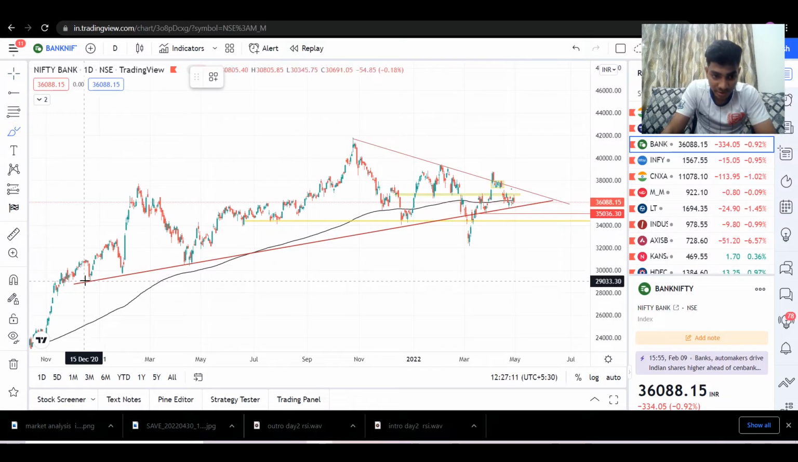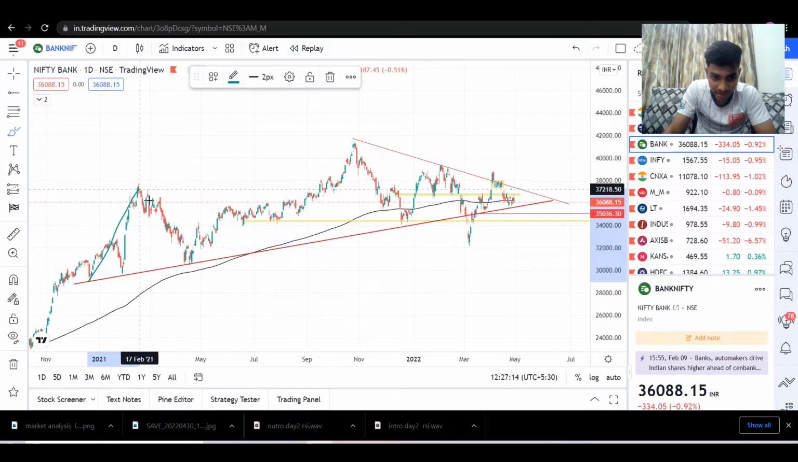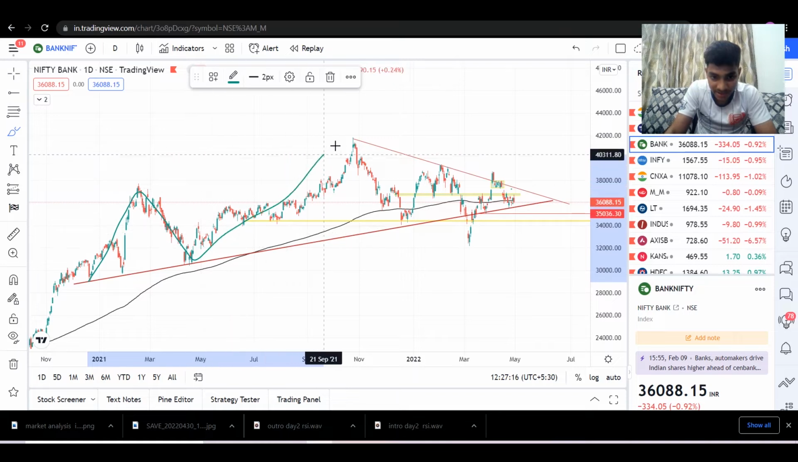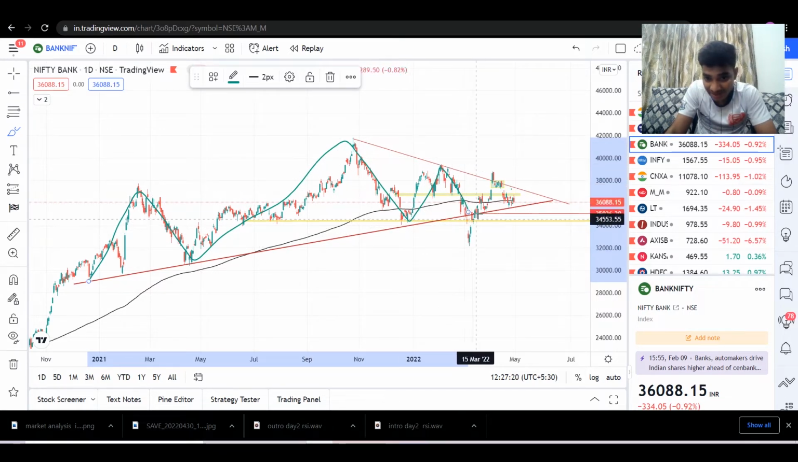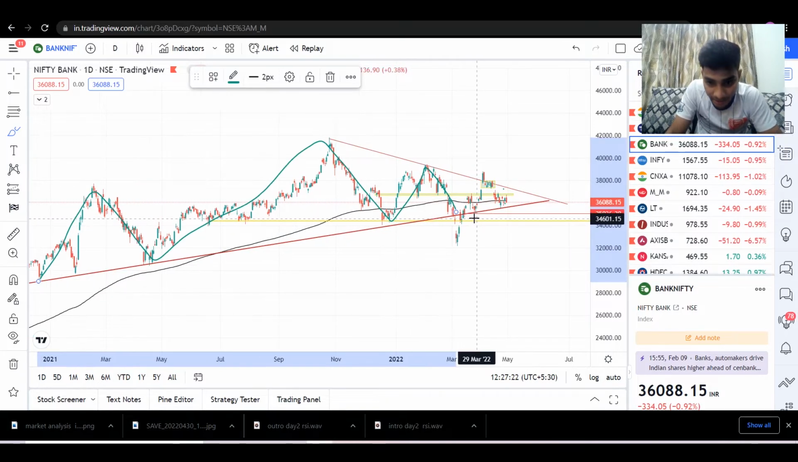So basically, it took a support at this point, made a high, again took a support, again makes the next high, takes a support, takes a resistance, again comes down. Here there was a breakdown, but immediately you can see that the Bank Nifty came back to that triangular pattern zone, and right now it is compressing.